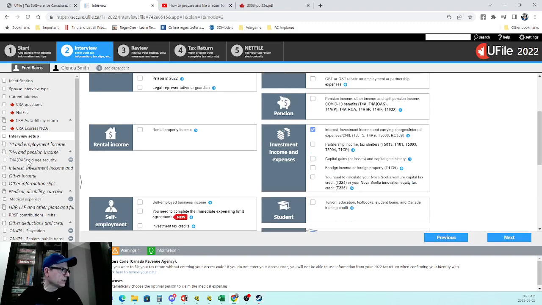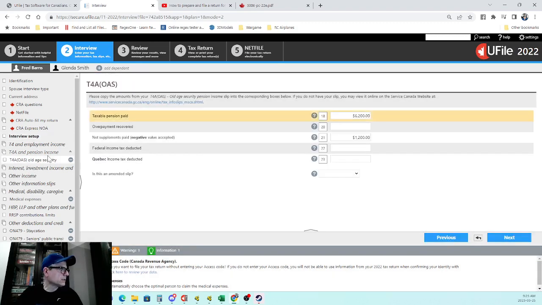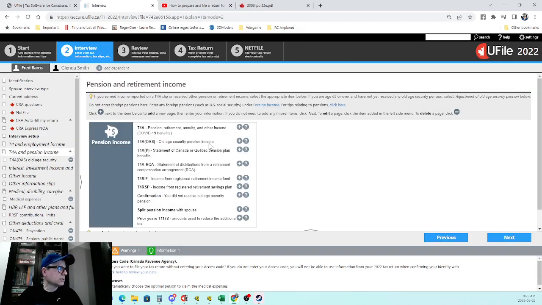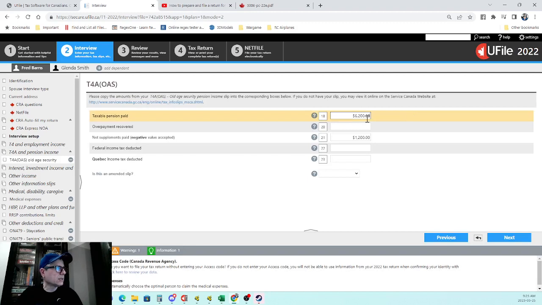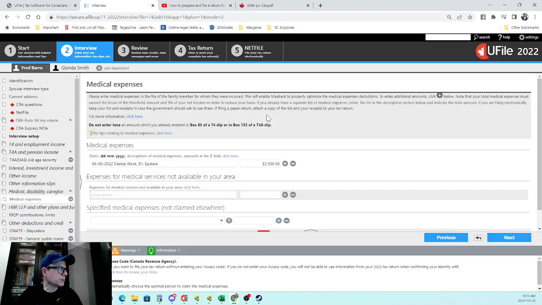Okay, now I just clicked on this button here, T4A OAS, this page popped up, I clicked there, and I entered 6,200 of taxable pension and $1,200 of supplements.